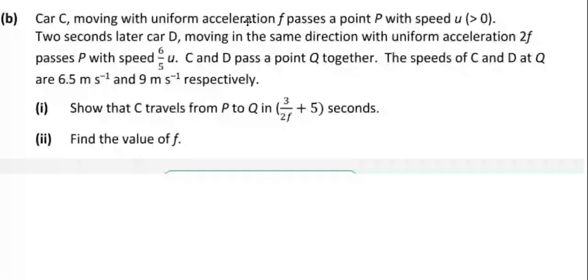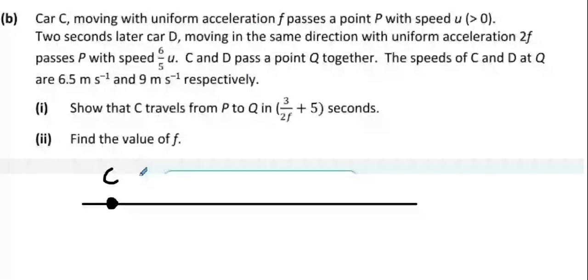All right. Now, let's start off with one car. We call this car C. What's our current situation with car C? Are we moving or not? U equals U. Acceleration F. Great. And that's all we know.